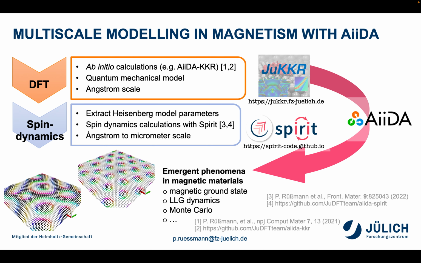Both of these codes are connected with the AiiDA framework, which allows you to create workflows that combine these two steps and do the multi-scale modeling on the footing of AiiDA together with the complete provenance that AiiDA keeps during all these steps. And this then allows you to, starting from a quantum mechanical model, describe the emergent phenomena that appear in magnetic materials, get the ground state properties, get the dynamics of these magnetic textures, and also extract things like the critical temperature where magnetic ordering appears via Monte Carlo simulations.